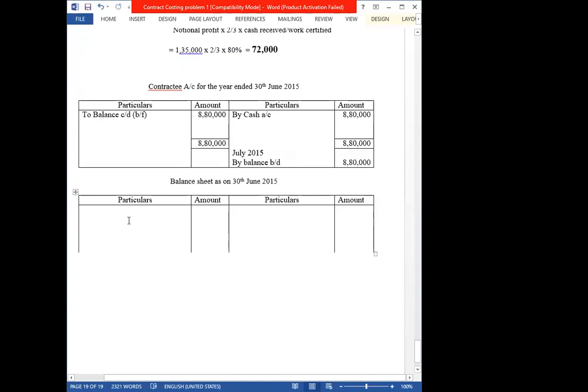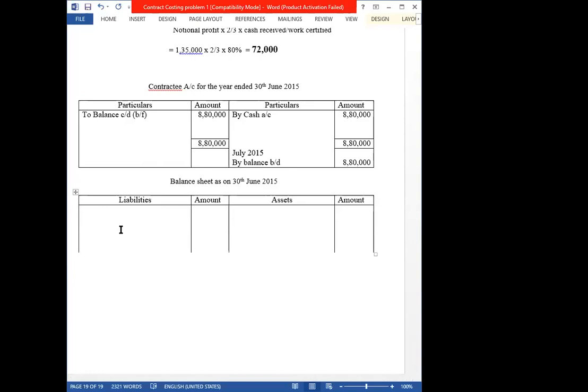So you know very well, this is the liability side. So I'm writing liabilities and assets. Okay, liabilities and assets. In the liability side, as you know very well, the first item will be the capital and all. But in this problem, there is no capital, no information is given.